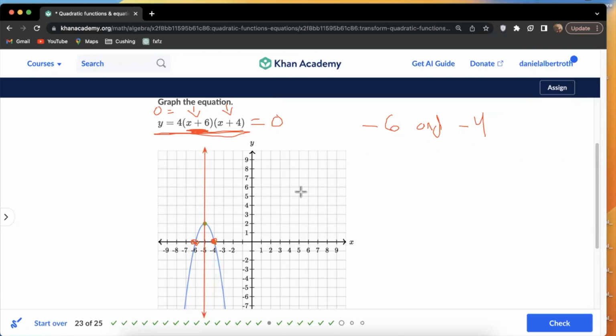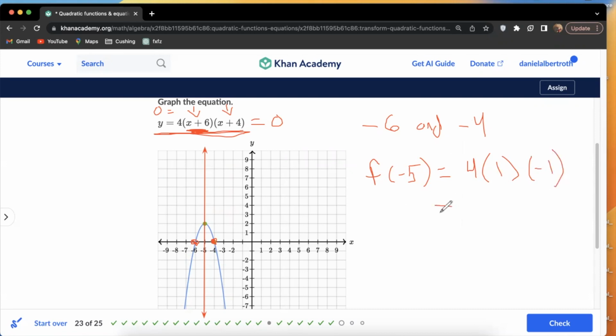So I'm going to plug in -5 for x. I'm going to input -5 and see what I get for y. I'm going to find f of -5, because -5 is halfway in between my x-intercepts. That means that's where the vertex is going to be. So it's going to be 4 times (x plus 6) times (x plus 4). -5 plus 6 is 1, and -5 plus 4 is -1.